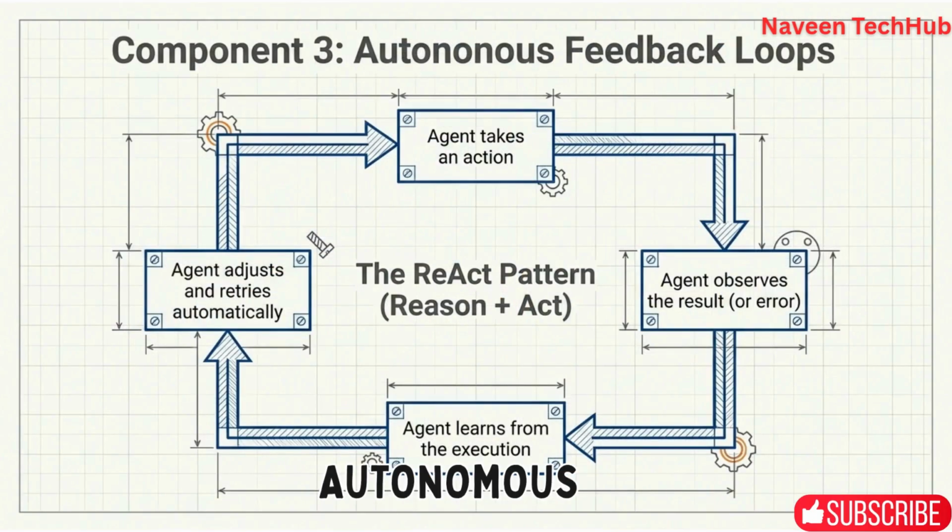Component 3 introduces autonomous feedback loops, often utilizing the ReAct pattern, reason and act. The agent takes an action, observes the result, learns from the execution, and automatically adjusts and retries.